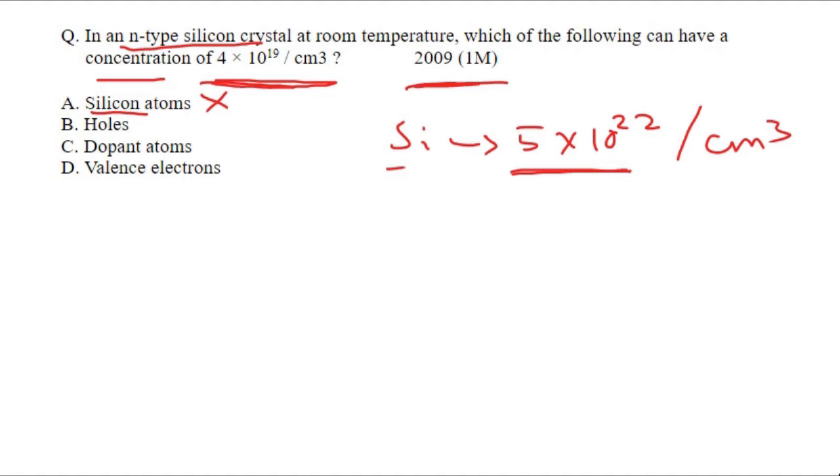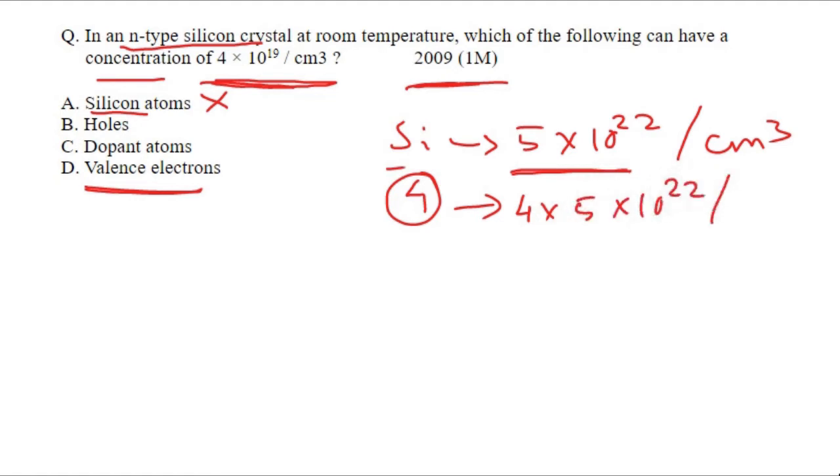Before going on to the second option, let's move on to the last option, that is option D, valence electrons inside the silicon atom. The valence electrons inside the silicon atom is 4. So what is the concentration of the valence electrons inside the silicon crystal? It is 4 times the concentration of silicon atoms, that is 4 into 5 into 10 to the power 22 per centimeter cube. So this is very much greater than 4 into 10 to the power 19. So this is not our answer.